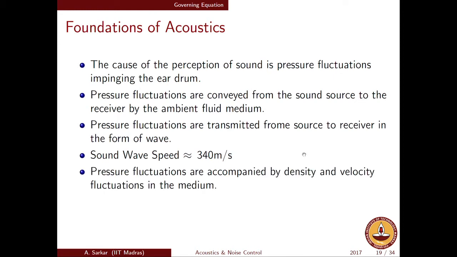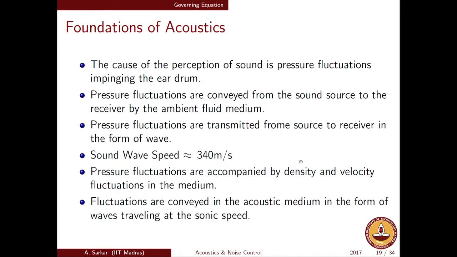Okay. So, the pressure fluctuations are not just an isolated phenomenon. The pressure fluctuations are accompanied by density and velocity fluctuations in the medium. There are density fluctuations, which essentially means that the fluid now is not an incompressible fluid, but a compressible fluid, because you have to accommodate for the fact that the density is going to change as the acoustic waves travel. So, pressure fluctuations are accompanied by density and velocity fluctuations in the medium. Fluctuations themselves are being conveyed in the form of a wave within the acoustic medium, and they are travelling at the sonic speed, which basically means the sound wave speed. Numerically the value is near about 340 meters per second.